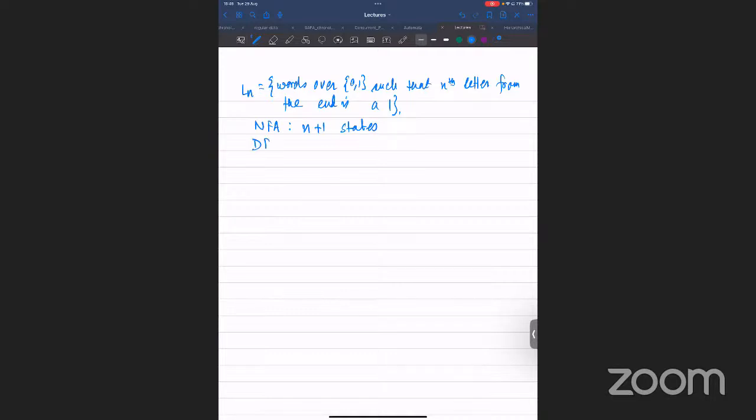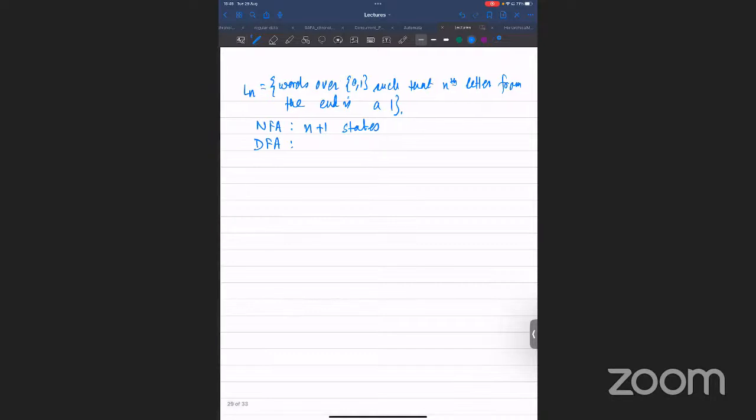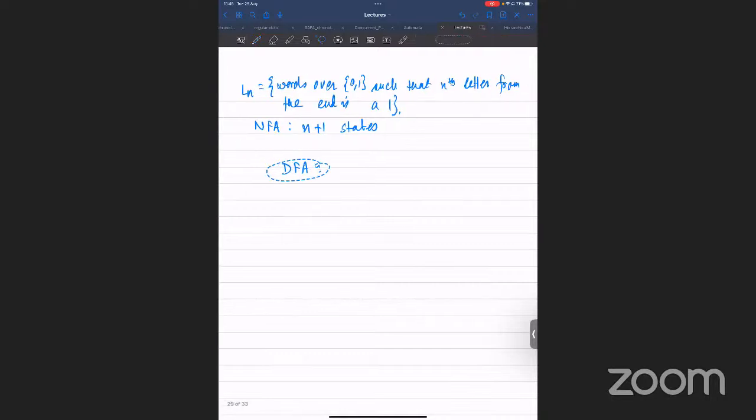Now we are going to show that every DFA accepting Ln has at least 2 raised to n states. Clear? How are you going to prove this?